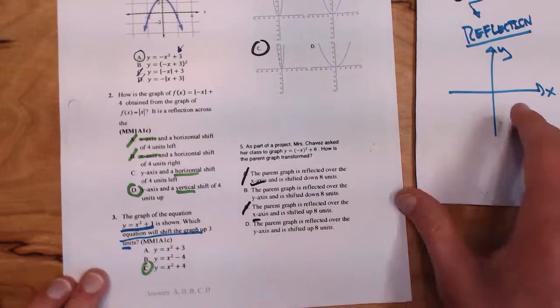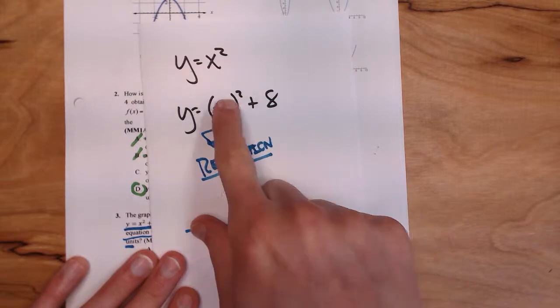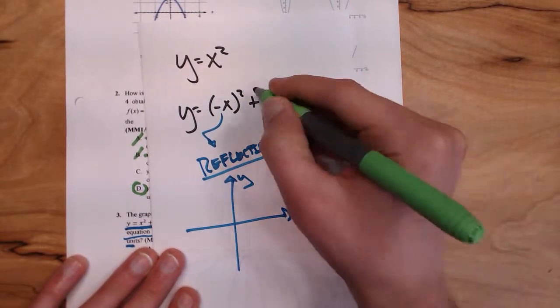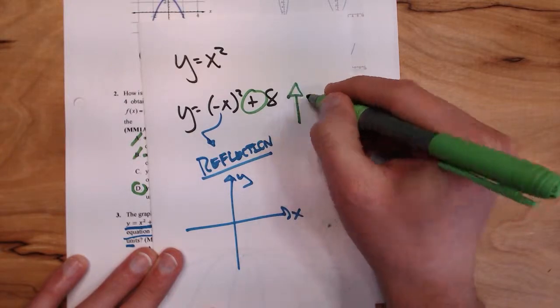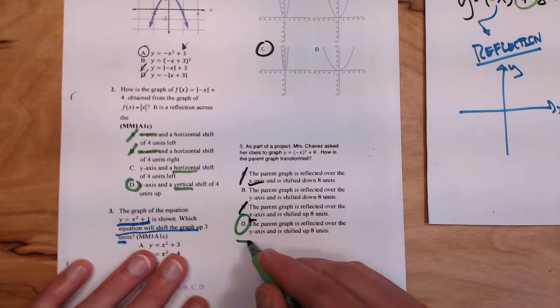Last but not least, what does our plus 8 do? Remember, this is on the outside of our equation. It's not on the inside, it's on the outside. So it must move our graph up or down, and it's a plus sign, so it must go up 8 units. So the answer must be D. There you go.